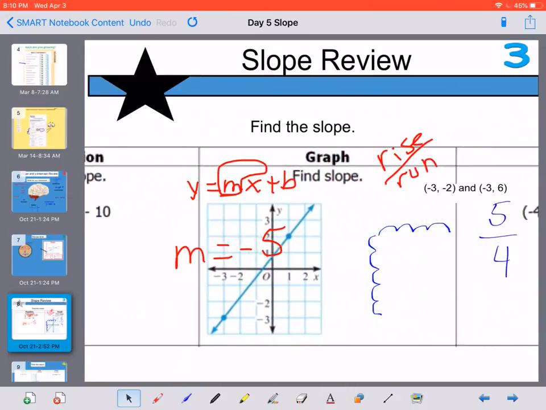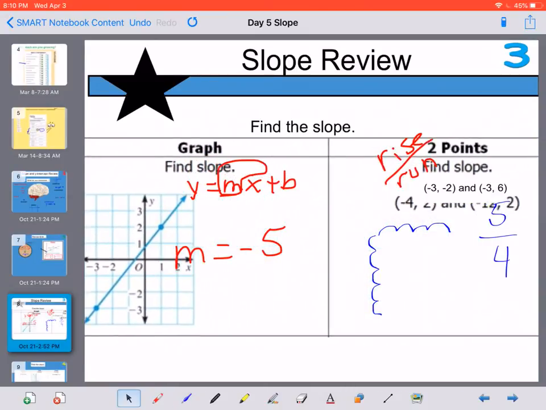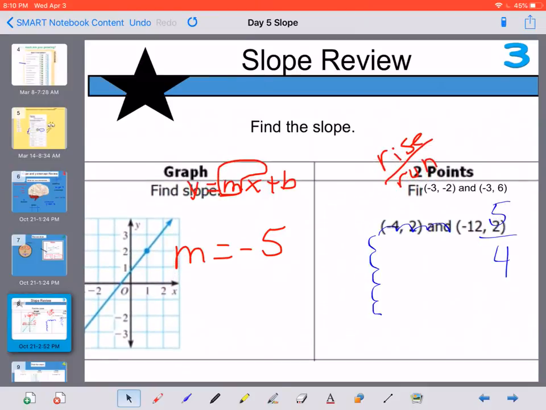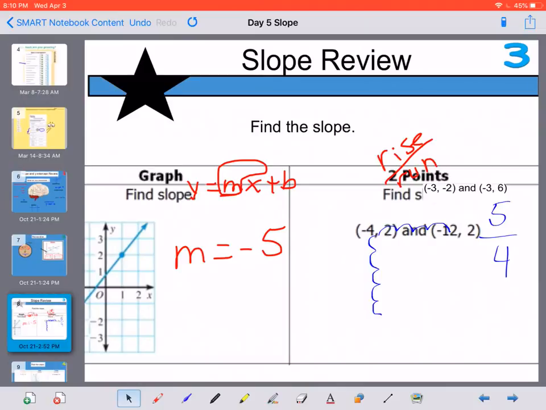Now I'm going to move this over, which I'm going to have to erase what I already wrote on there so I can do my problem. So hopefully you have that written down.